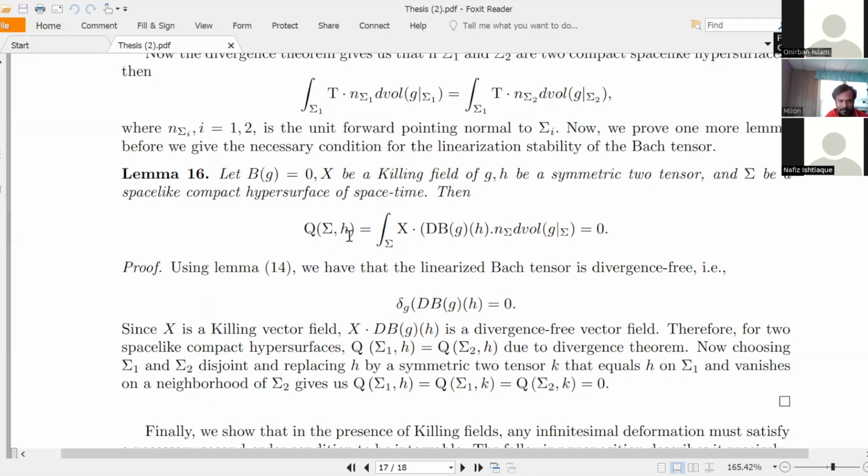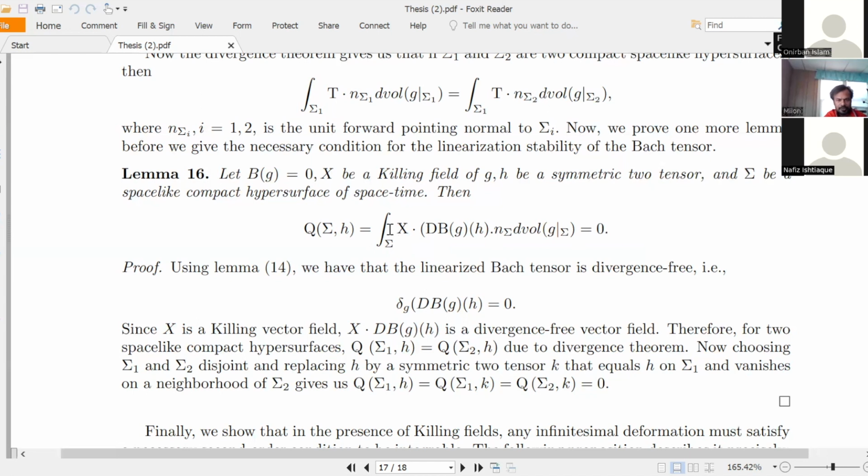And then I defined a thing called, I'll give some very precise name. I'm still thinking what should be the better name. So Q is like some sort of quantity. I don't know what should be a better symbol. Maybe I'll give some symbol later before I publish. So this is my linearized Bach tensor contracted with some Killing vector field. This is the one form slash vector field.